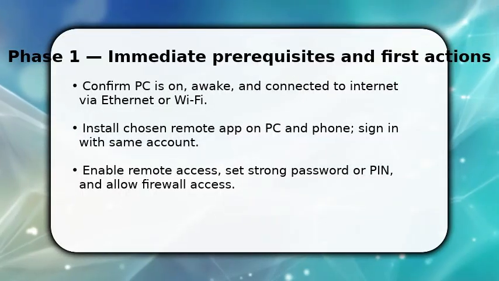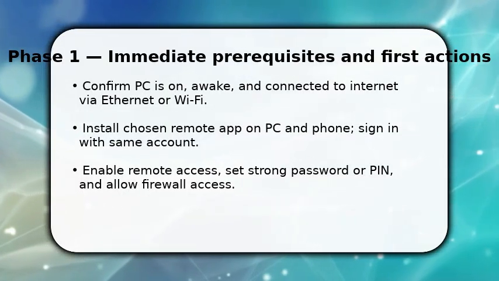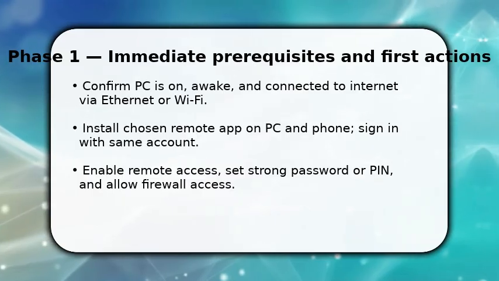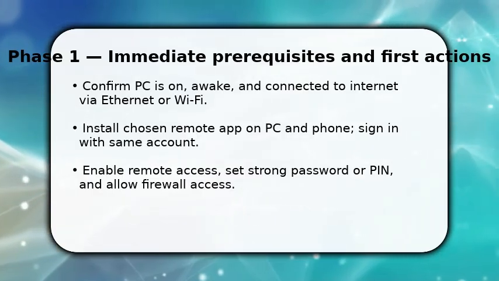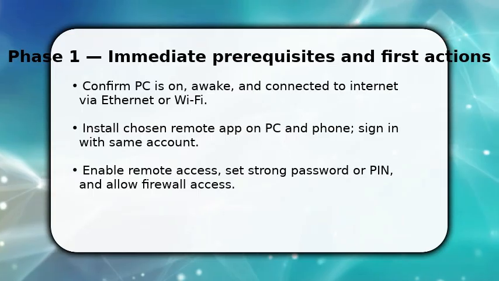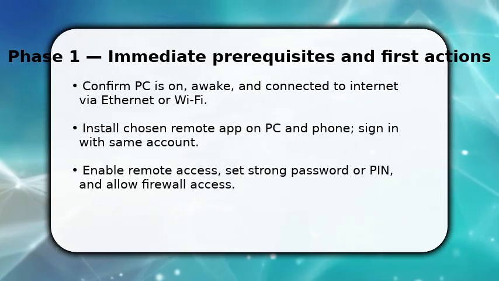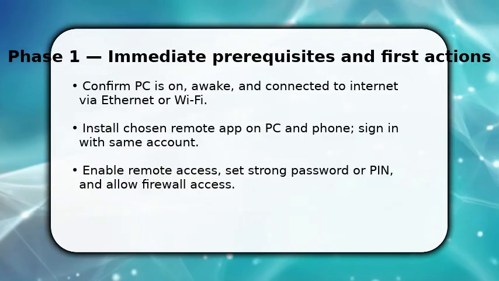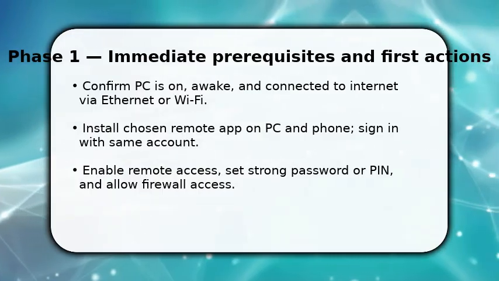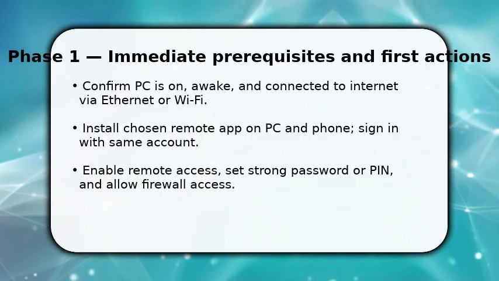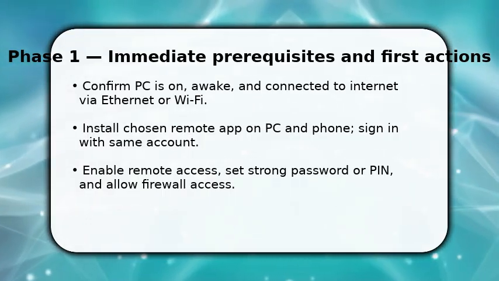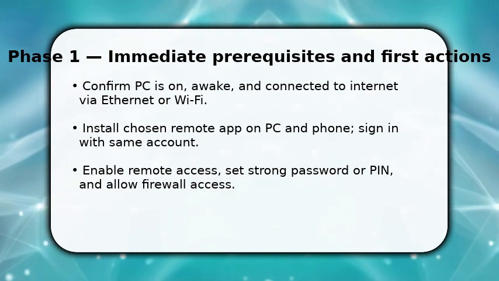You start by preparing both devices. Make sure the PC stays awake and has an active internet connection. This prevents session drops. Install the Remote Access app on the PC and on your phone, then sign into the same account so they can authenticate. Once done, enable Remote Access and set a strong password or PIN, and grant the app permission through the PC firewall. This establishes a secure, reachable endpoint and avoids connection refusals later.